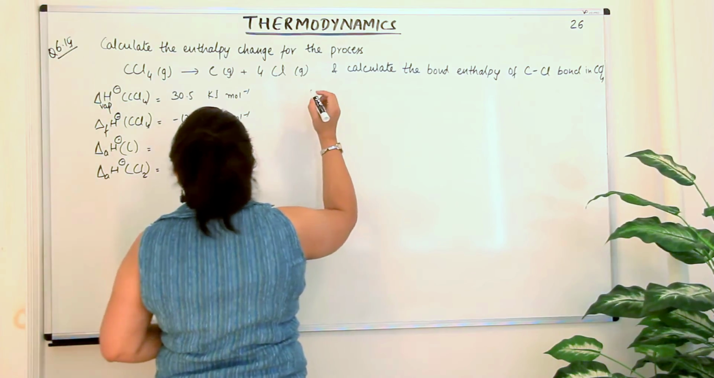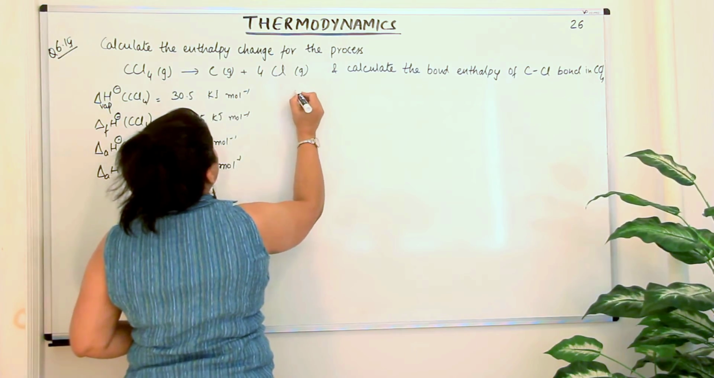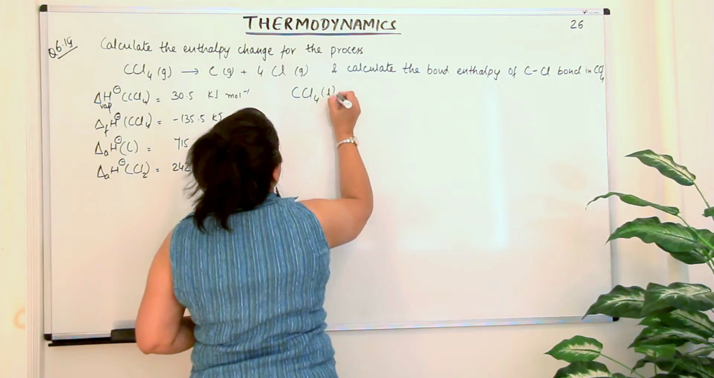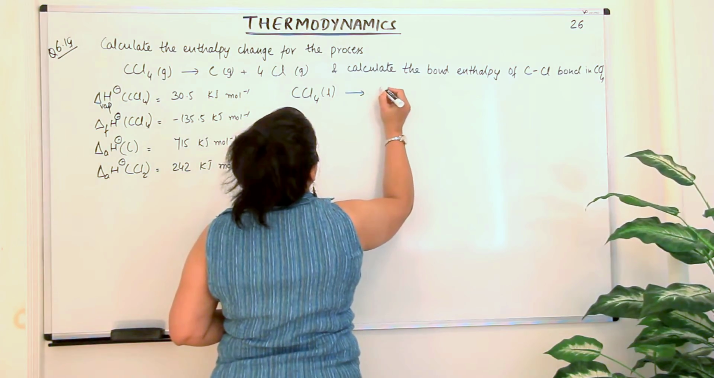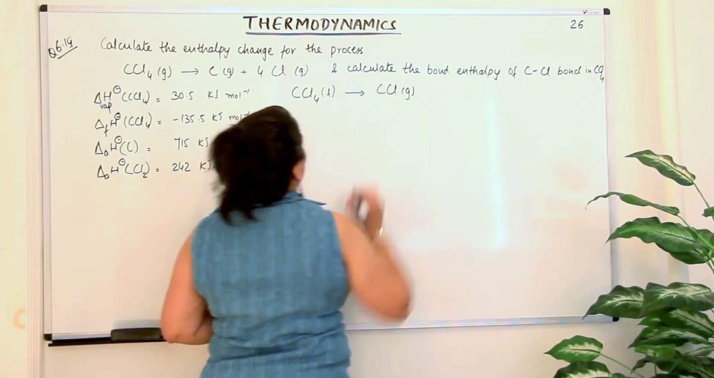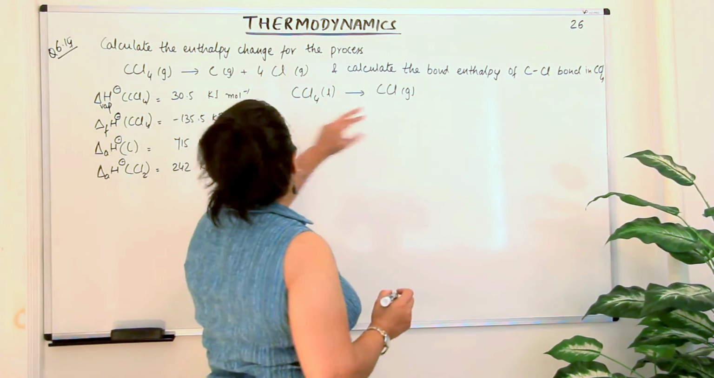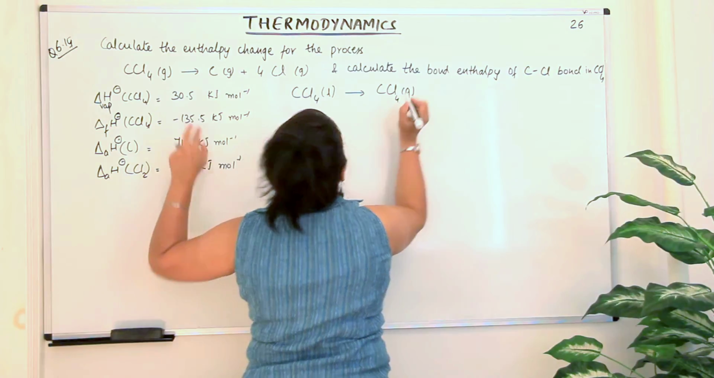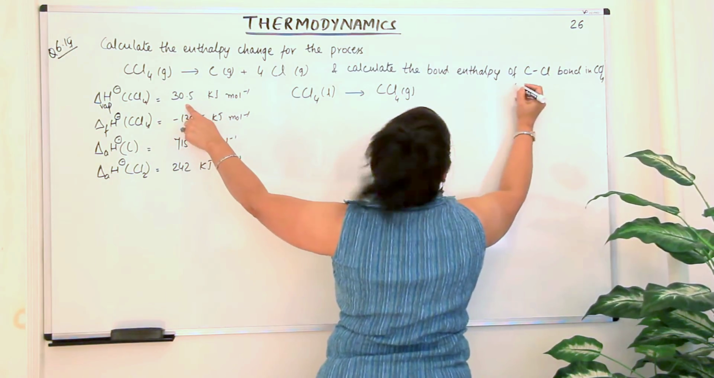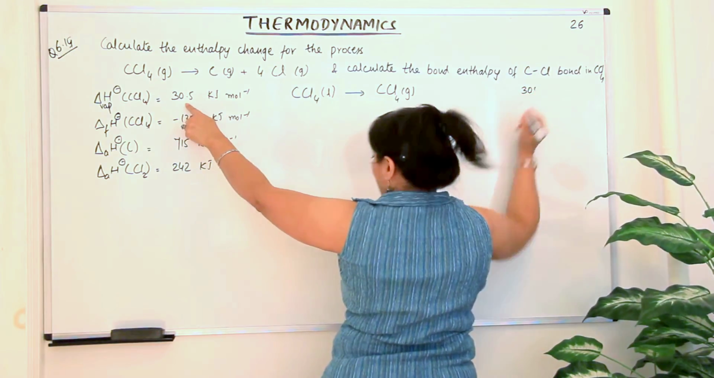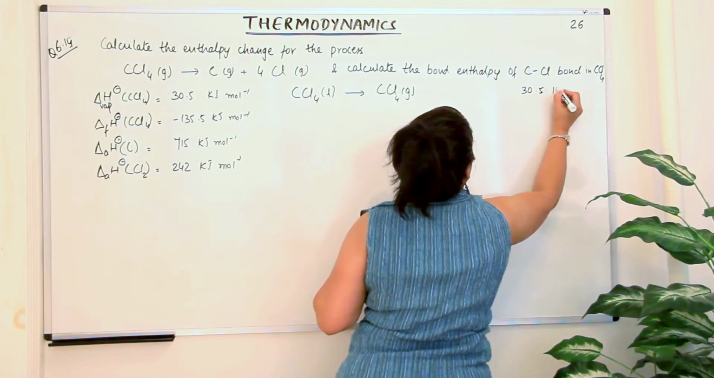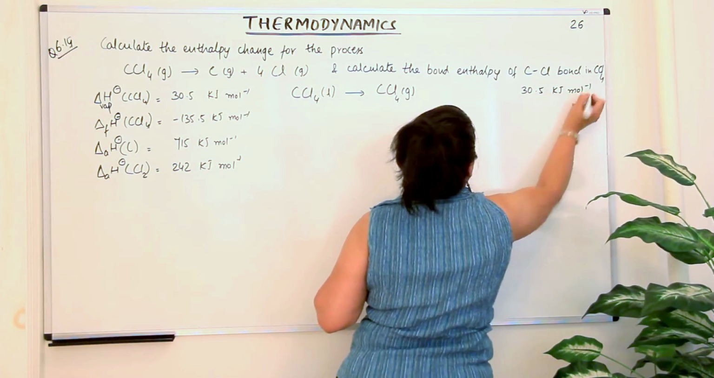Enthalpy of vaporization of carbon tetrachloride. So you have CCl4 in the liquid state and it is vaporizing. What is vaporization? When a liquid turns into a gas, that process is known as vaporization. So CCl4 liquid turns into CCl4 gas, and the enthalpy of this reaction is 30.5 kilojoules per mole. 30.5 kilojoules per mole is the energy here.